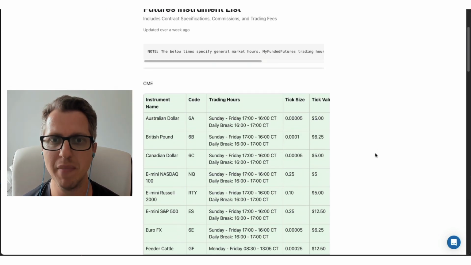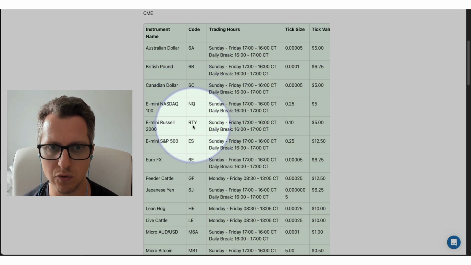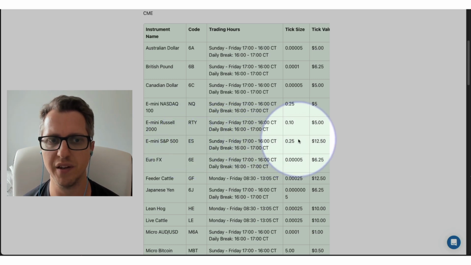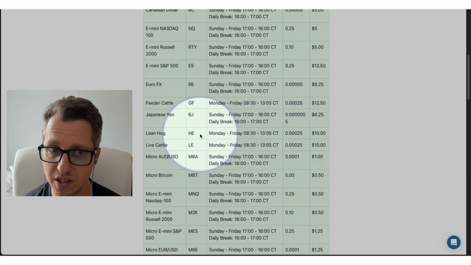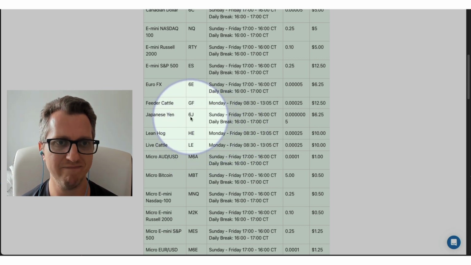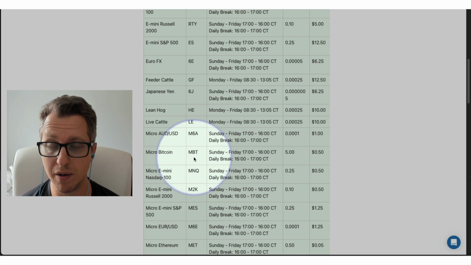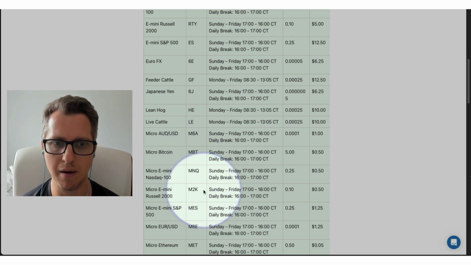And you can see that there are many things you can trade, and most of the brokers trade similar instruments. You can trade currencies. Here is the NASDAQ and the Russell and SPY, for example, that I mentioned. And you can trade stranger things like hogs and cattle and things of that nature. But you can also trade micro. So take a look. You can trade micro Bitcoin, micro NASDAQ, micro Russell.